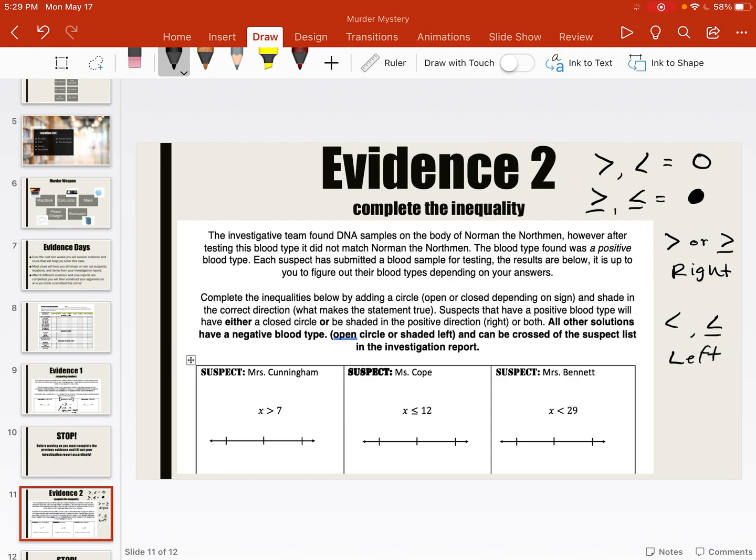I will go ahead and fill in again. Let's use Ms. Cope's example for your example one. So everybody should have this one. We have x is less than or equal to 12. Remember, our number we're comparing goes in the middle. Count one number bigger, 13, one number smaller, 11.